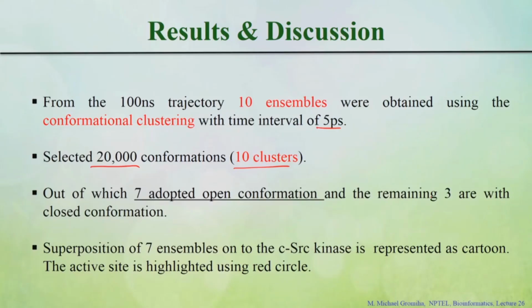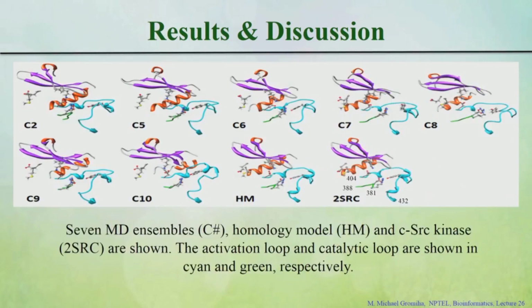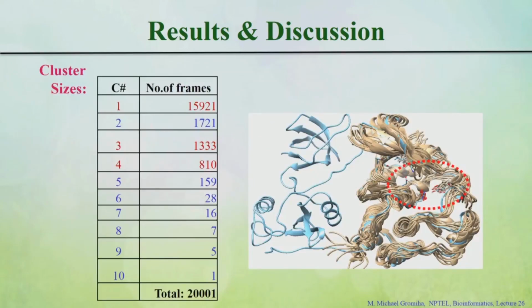the closed conformation. If it is an open conformation, then the ligand can go and bind. If it is a closed conformation, it cannot bind, so this is not good for the docking. That is fine. If you see, this is the cluster number and this is the number of frames. These 3 are the closed conformation, so we take all the open conformation data. So, we have 7: 1, 2, 3, 4, 5, 6, 7. You can see C2, C5, C6, okay, fine.